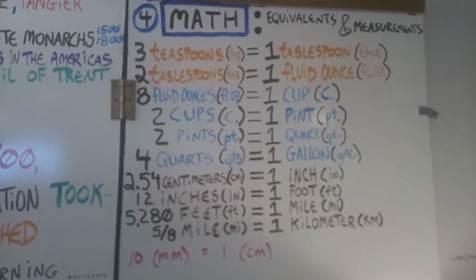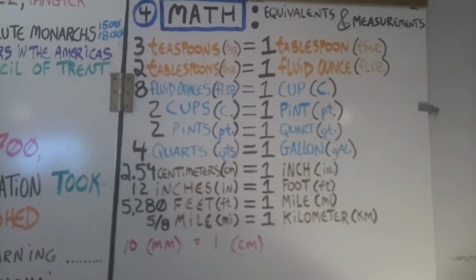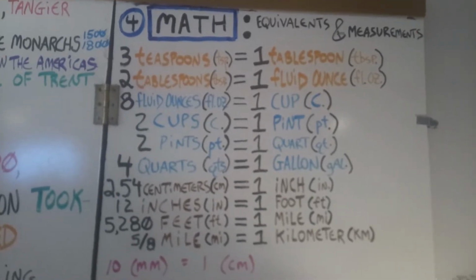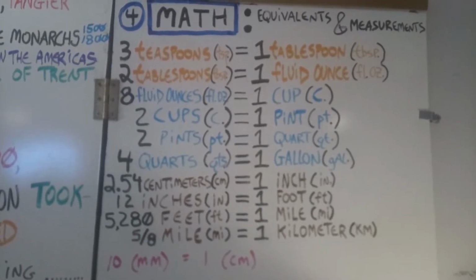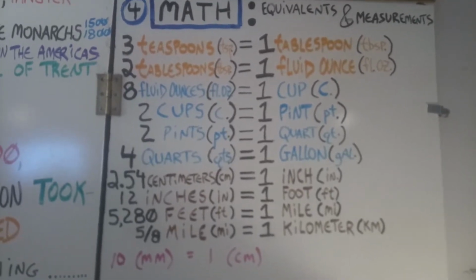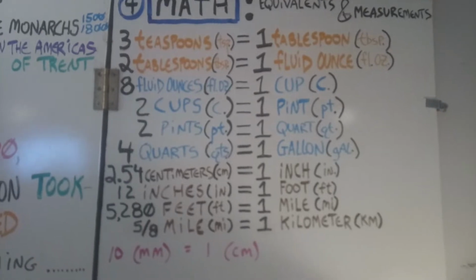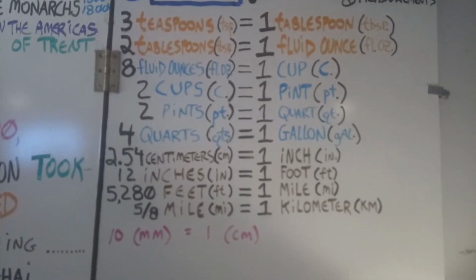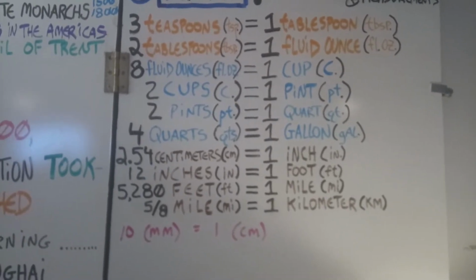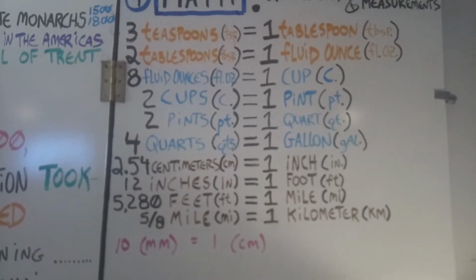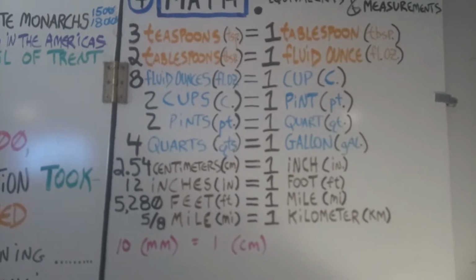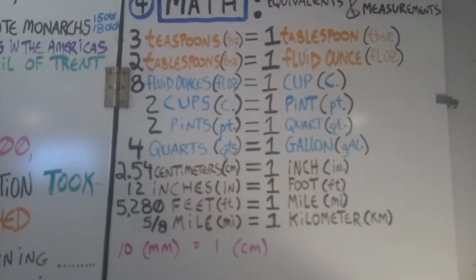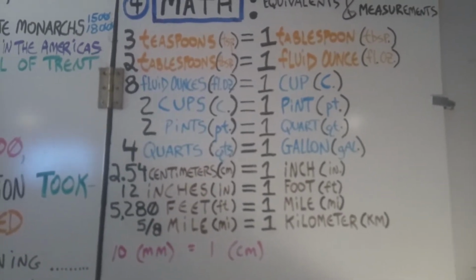Ready? 3 teaspoons equals 1 tablespoon. 2 tablespoons equals 1 fluid ounce. 8 fluid ounces equals 1 cup. 2 cups equals 1 pint. 2 pints equals 1 quart. 4 quarts equals 1 gallon. 2.54 centimeters equals 1 inch. 12 inches equals 1 foot. 5,280 feet equals 1 mile. 5/8 of a mile equals 1 kilometer. 10 millimeters equals 1 centimeter.